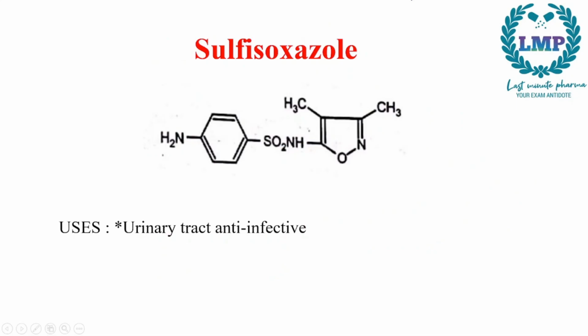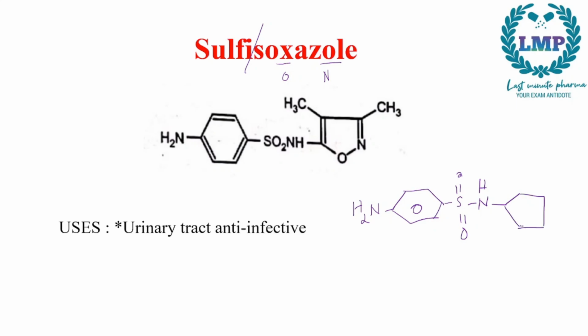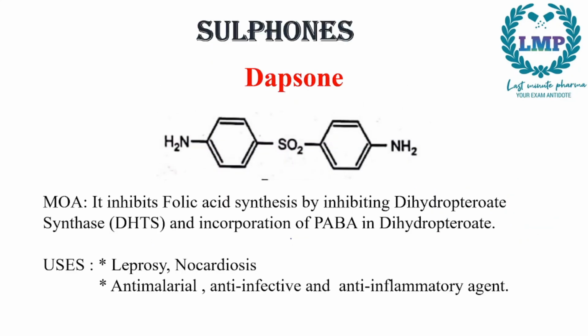Next we have sulfisoxazole. As we know, oxazole is oxygen and nitrogen which are very close to each other. So for sulfisoxazole, this position will be changed. So we have a benzene ring, NH2 group, S double bond O group, double bond O, and H. Then we have an isoxazole ring, that is 3, 4, 5 group. Here we have an oxygen, here we have a nitrogen, and then CH3, CH3. So this is the structure of sulfisoxazole. It is used as a UTI anti-infective agent.